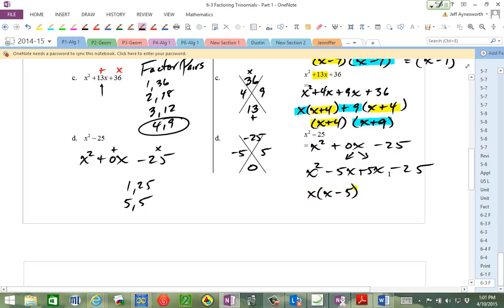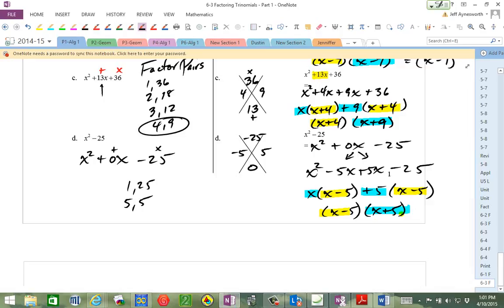In the second group, there's a 5 in common, so factor out the 5. And then you'll see the common binomial, x minus 5. So let's start off with that, and then multiply it by the remaining factors, x plus 5. There we go. And that's the factorization for x squared minus 25. That's called a factor pair, or the factorization of the polynomial.